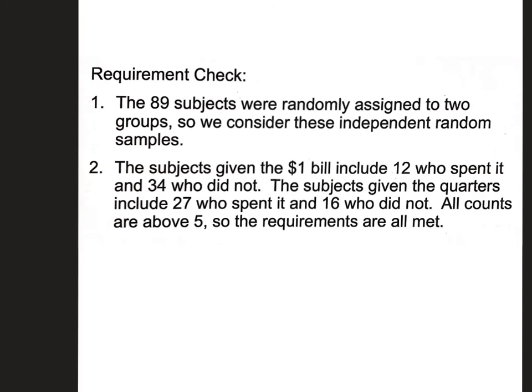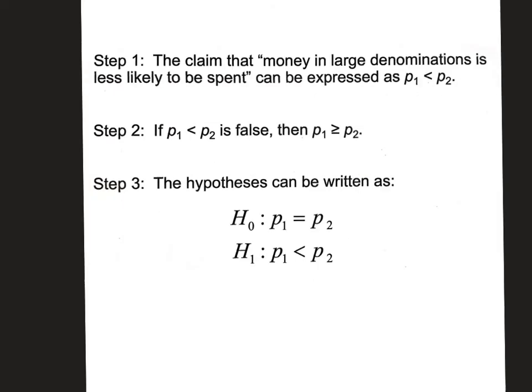Okay, requirement: throw 89 people in it. So 46 and 43, it's independent random samples. Because 34 did not spend it, 27 did, 12 who did. They're big, all the numbers are bigger than 5. So we're good to go with the hypothesis test.